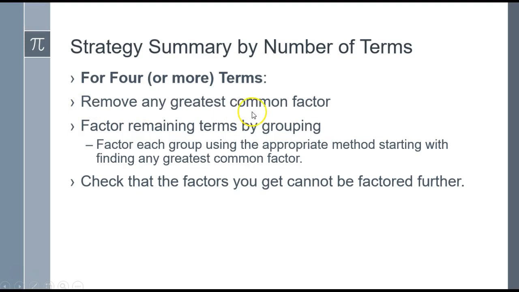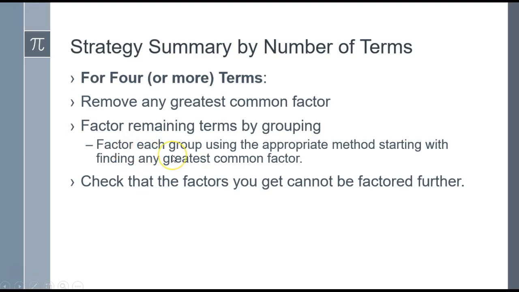If you have 4 or more terms, the first thing you need to do still is to remove any greatest common factor that's in all of the terms. And after you look for that and either find it and take it out or don't find it, then you factor the remaining terms by grouping. If you have 4 terms, it's going to be 2 pairs. That'll be the most common one you'll see. But if you have 6 terms, you might set it up in 2 sets of 3 if you can rearrange the terms so you have 2 trinomials that factor. You could do 3 sets of 2, but that's less typical.